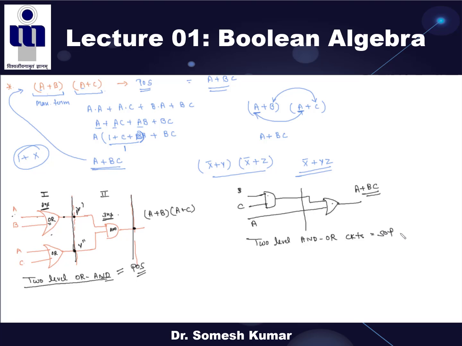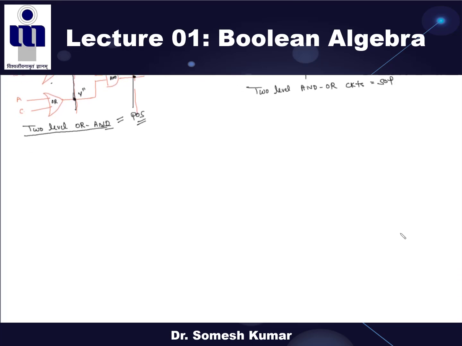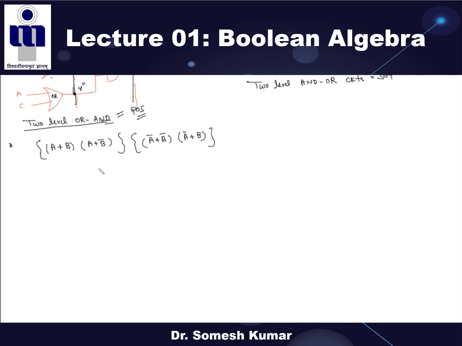So I can ask, a two level AND OR circuit represents which form? SOP form or the POS form? You have to give me the answer: SOP form, right? So now one more example we will do quickly. So what is the output of this? What is the minimal expression of this?